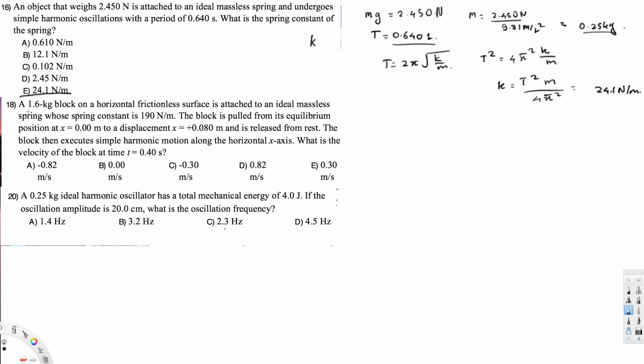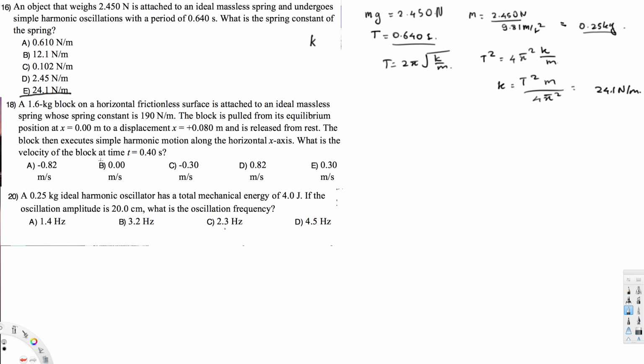And let's do the second one. The question is asking: a 1.6 kilogram block on a horizontal frictionless surface is attached to an ideal massless spring whose spring constant is 190 Newton per meter. The block is pulled from its equilibrium position at x equals 0 meter to a displacement x equals 0.08 meter, and it is released from rest. The block then executes simple harmonic motion along the horizontal x-axis. What is the velocity of the block at the time t equals 0.40?